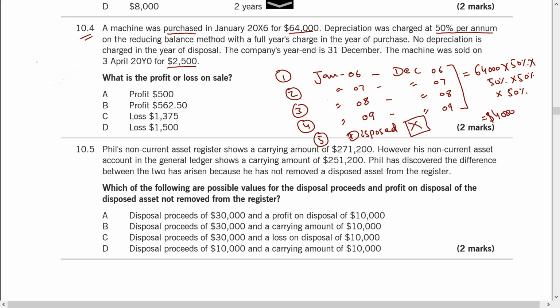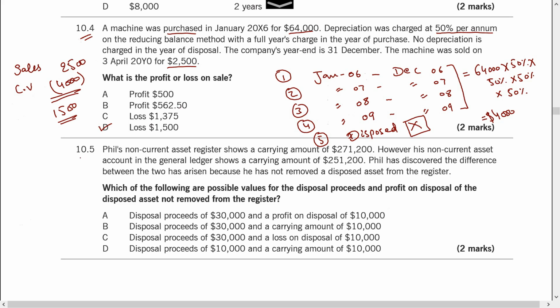So if we compare sales amount, which is 2500, with the carrying value of our asset, which is 4000, then we can see that we have made loss of 1500. So the correct option is option D.